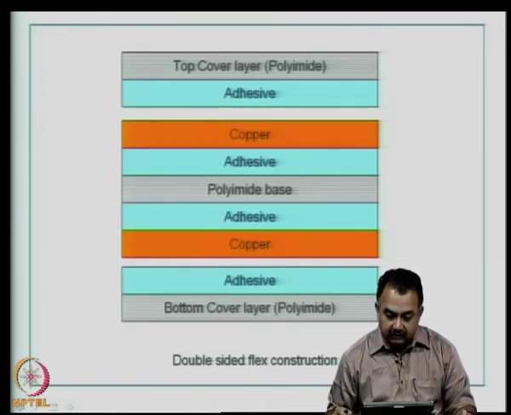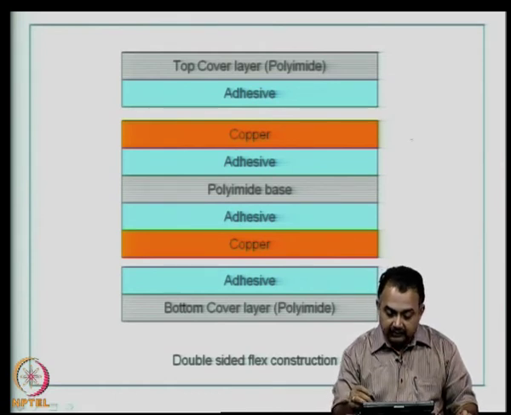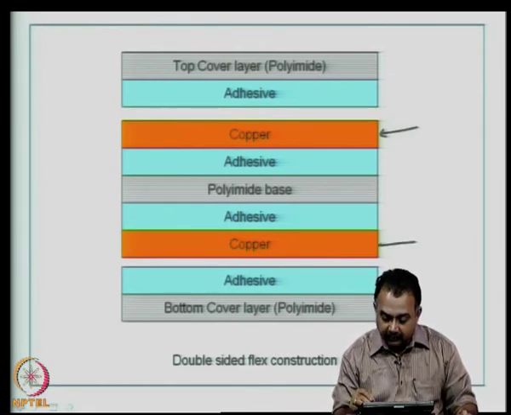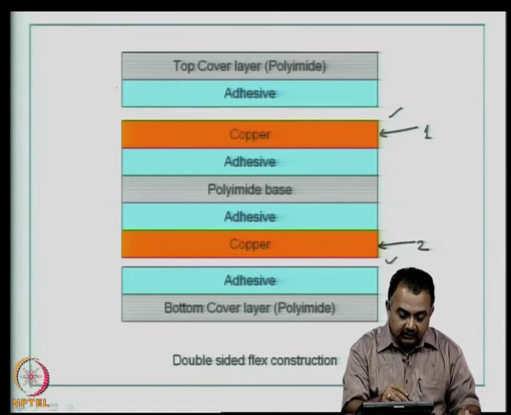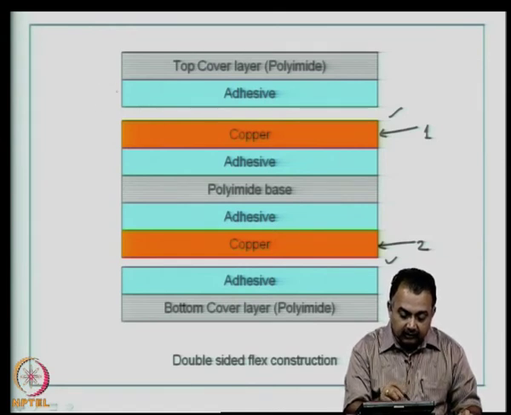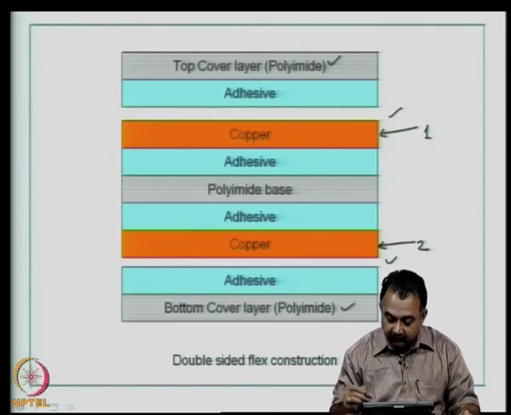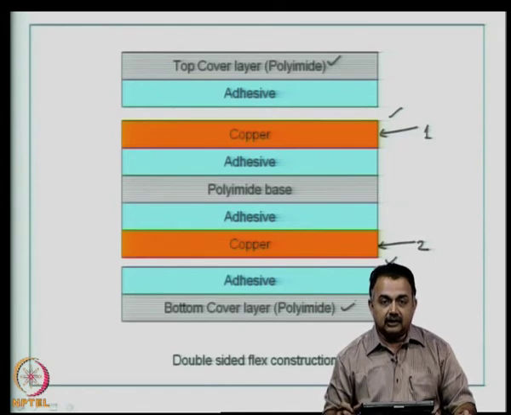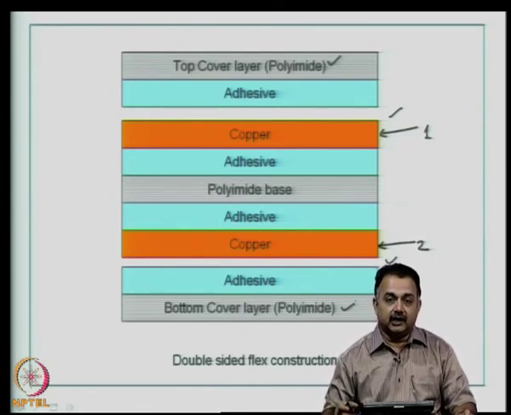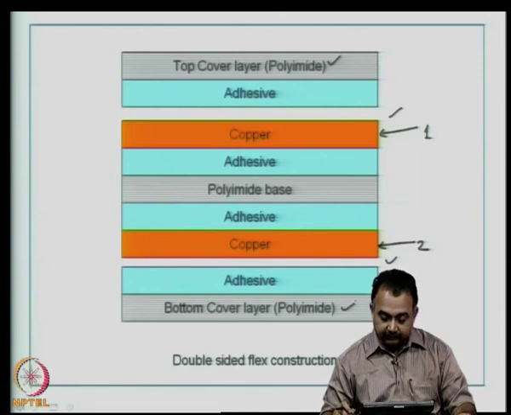A double sided flex construction will look like this. Obviously, when you say double sided, you have two copper layers, layer 1, layer 2, then you have the core base, then the adhesive used to laminate the polyimide base to the copper structure. Once the circuitry is realized over here, it is protected with the top cover layer of the polyimide and the bottom cover layer of the polyimide. So, take into account all the thicknesses of the individual layers and you will get the final thickness of the flex circuit.